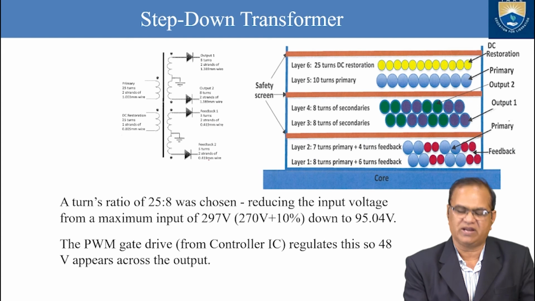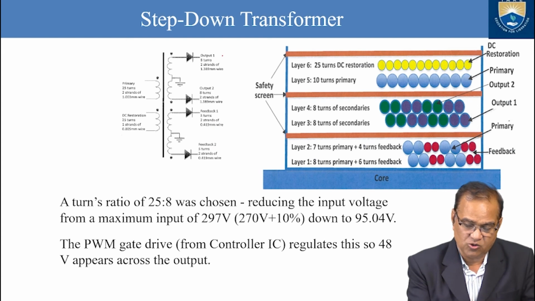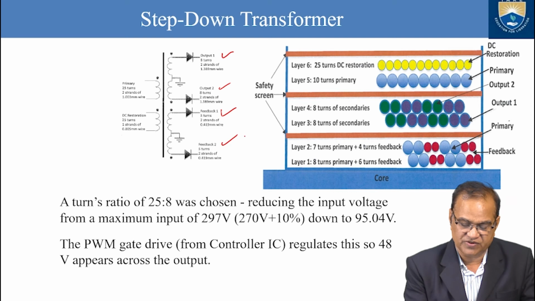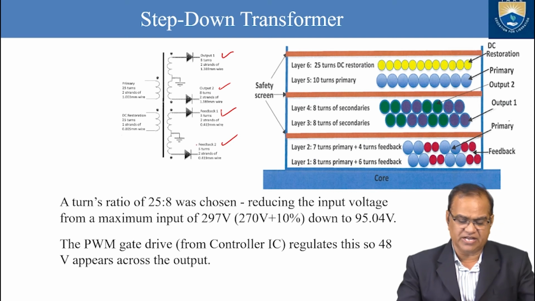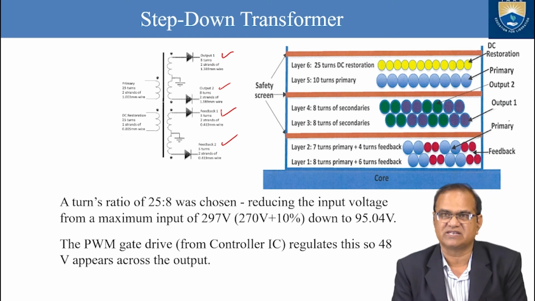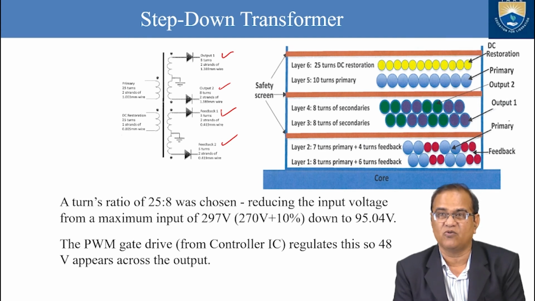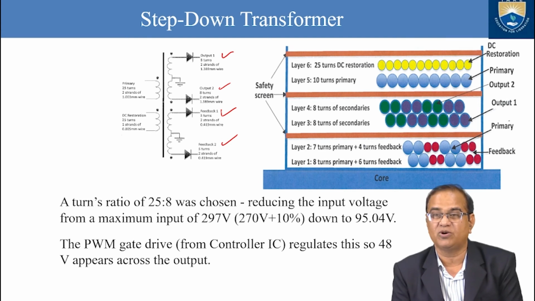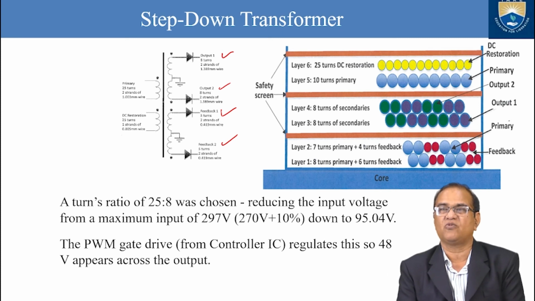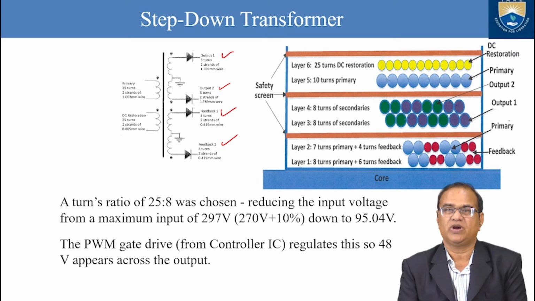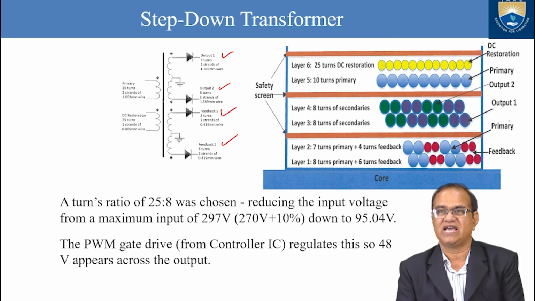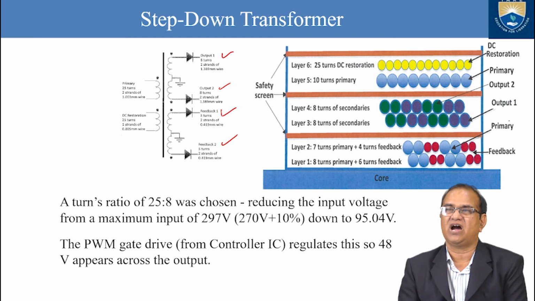0.419 millimeter of wire, and feedback 2. So here is output, output here, and here is the feedback. And a turn ratio of 25:8 was chosen, reducing the input voltage from a maximum input of 297 volt, that is 270 volt plus minus 10%, down to 95.0804 volt. The PWM gate drive from the controller IC regulates this, so 48 volt appears across the output.